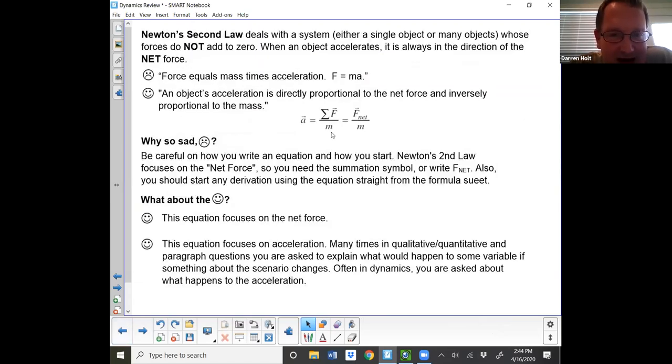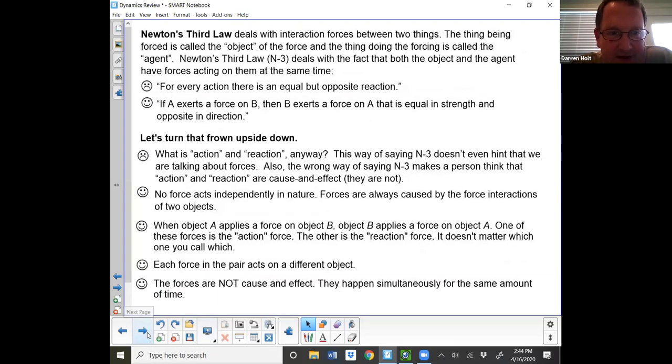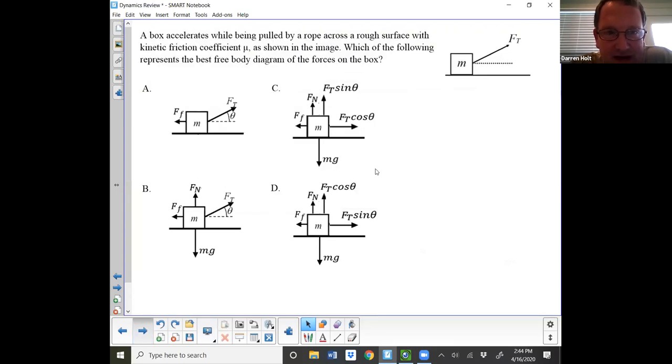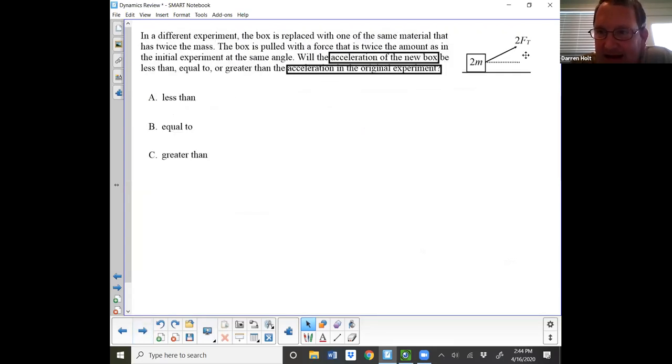You need to talk about in your paragraph how these changes affect the net force and how these changes affect the mass, and then connect those two ideas to say, because of that, this is how it's going to affect the acceleration. So we're applying Newton's second law to this scenario. And if I can zip back over here a lot quicker to this, we've doubled the mass and we've doubled the tension.